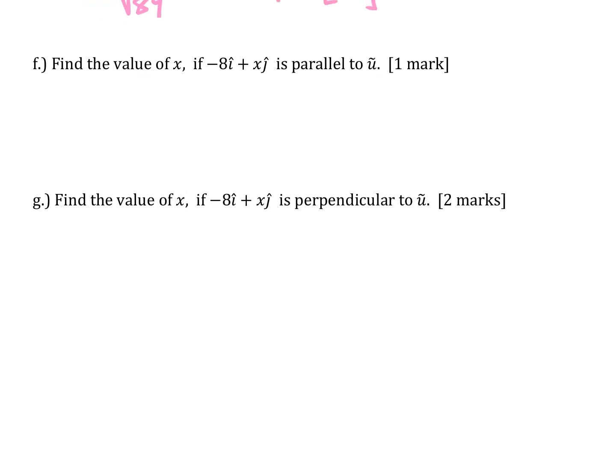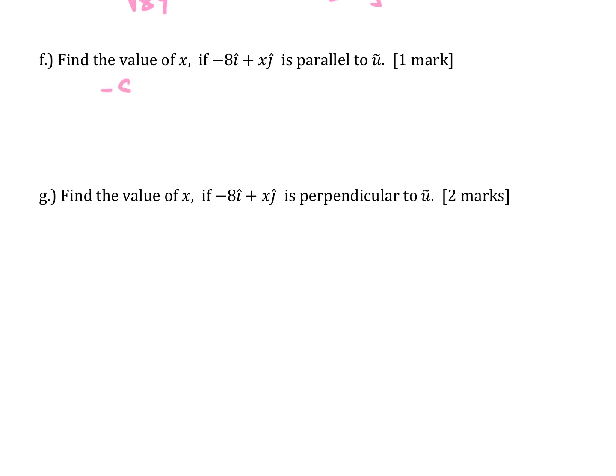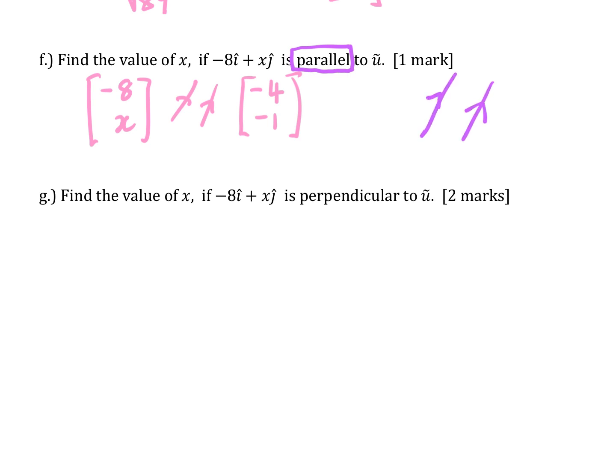Find the value of x if -8i plus x j is our vector, that we want to be parallel to vector u. And vector u was -4, -1, like that. Now, what do parallel vectors have? This was the worst done question on this page. Parallel vectors have the same angle, okay? So if you think about them as being from the origin to wherever, they've got the same angle. So that actually means that they're just multiples of each other.